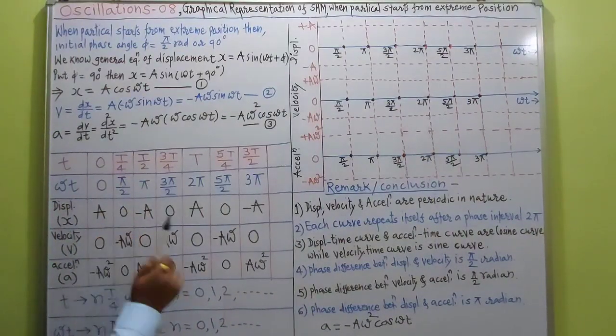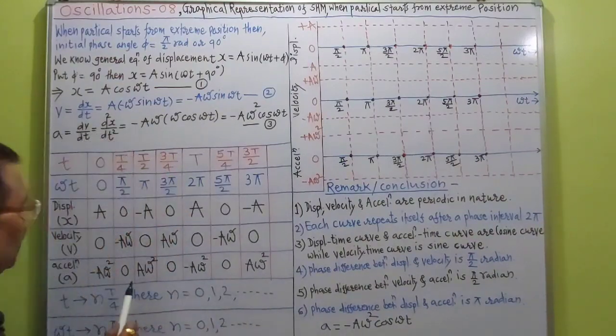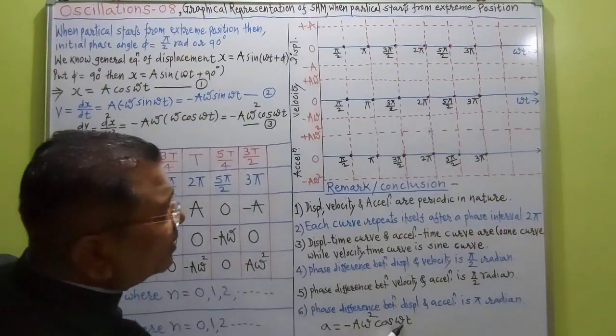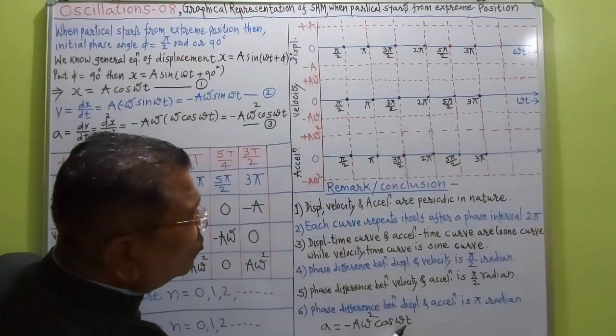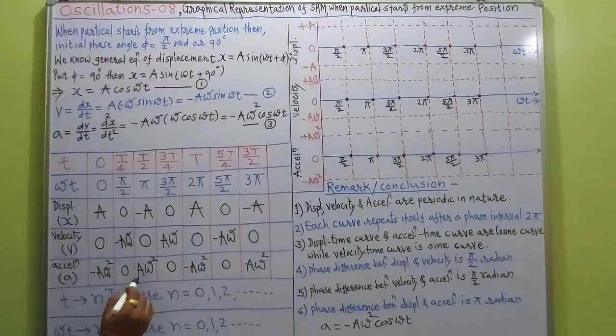Put omega t is equal to pi by 2. Cos of pi by 2 is equal to 0. 0 into any term is 0 here. Put omega t is equal to pi. Cos pi is equal to minus 1. Minus 1 into minus A omega square, we get plus A omega square.